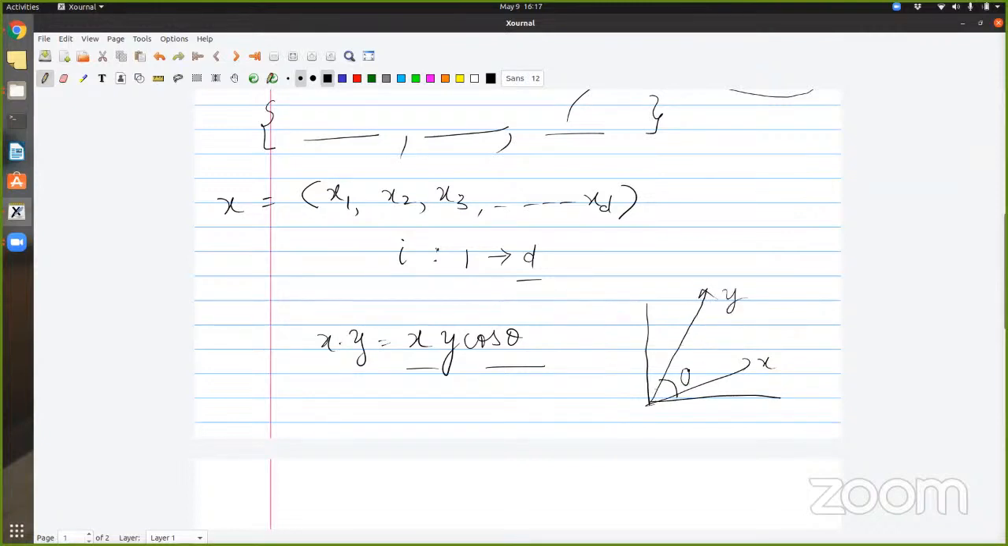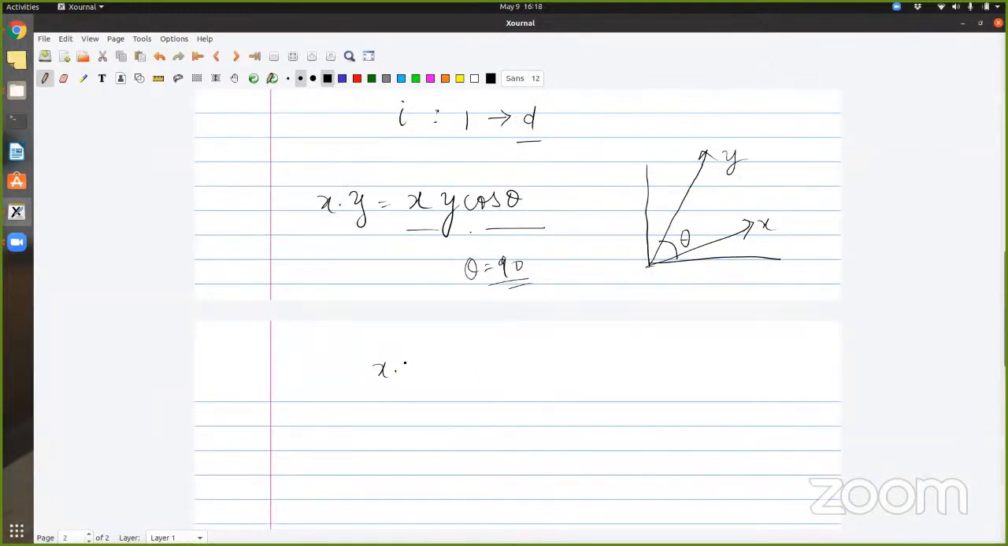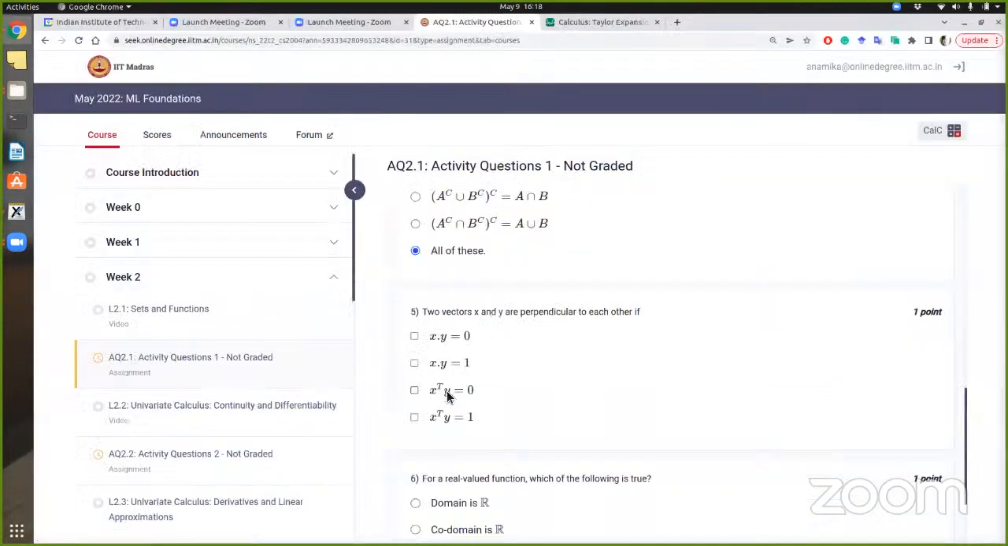And what is theta? Theta is the angle between x and y. Now, when theta is equal to 90, what happens? Cos 90 is equal to 0, right? When theta is equal to 90, which means x and y are perpendicular to each other, x dot y becomes 0, correct? So two vectors x and y are perpendicular to each other if their dot product is equal to 0.